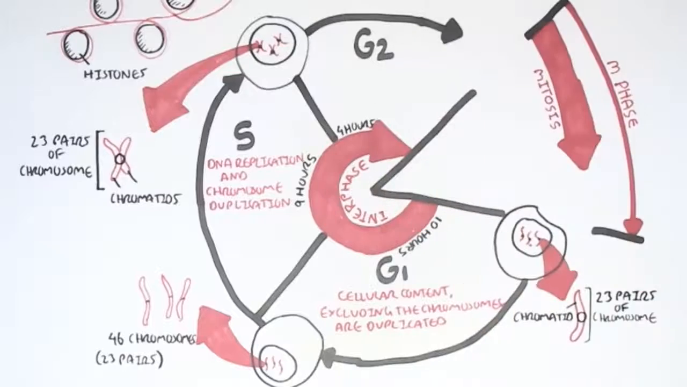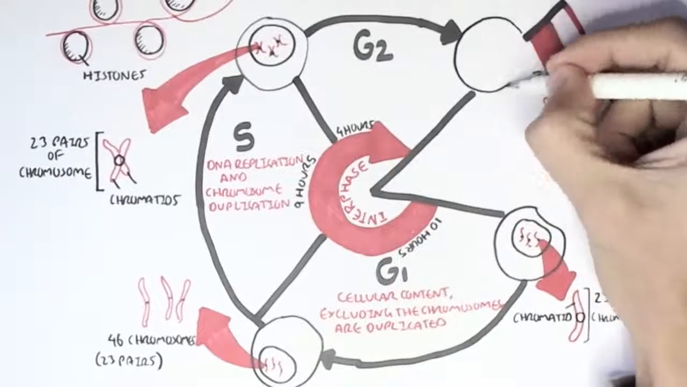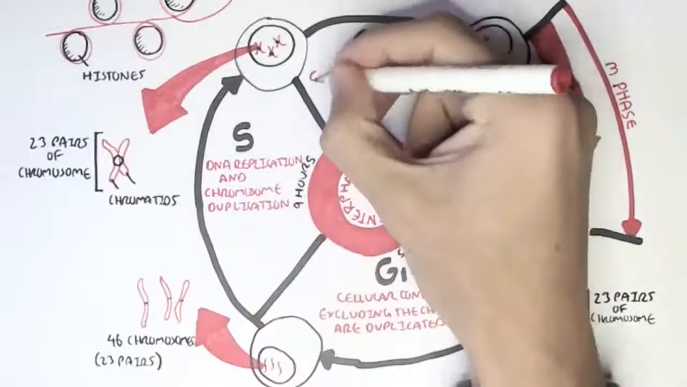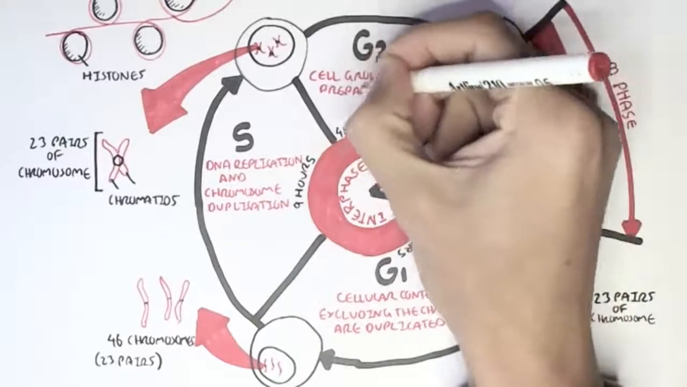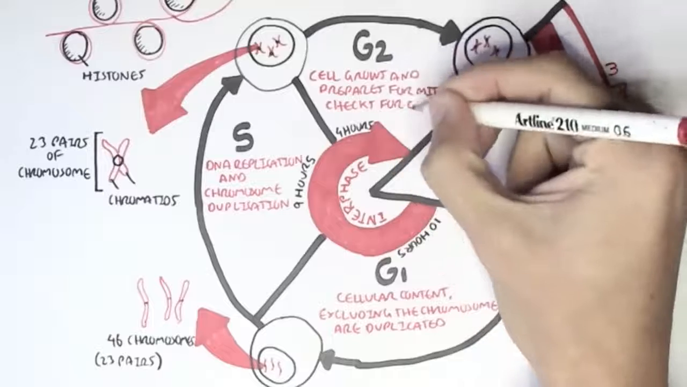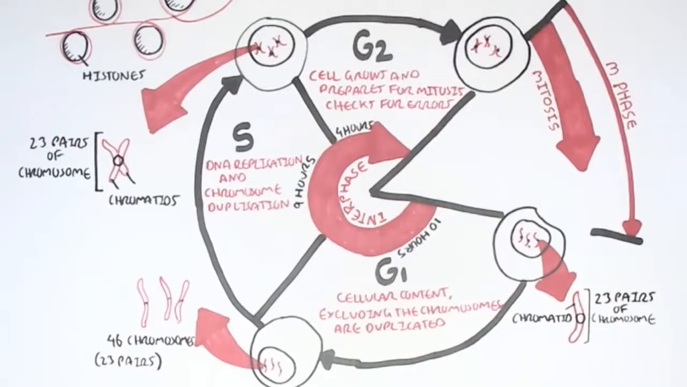Now, after the synthesis stage, the cell will go on to growth 2, which goes on for about 4 hours, and this is where the cell grows and prepares for mitosis. And it also checks for errors as well. And essentially, at the end of the G2 phase, the cell will still have 46 chromosomes and 92 chromatids.